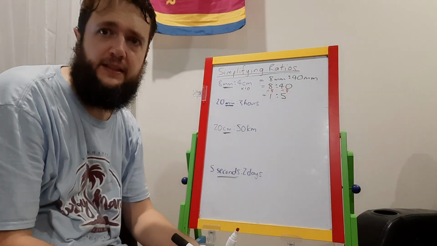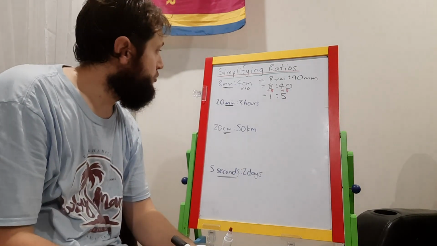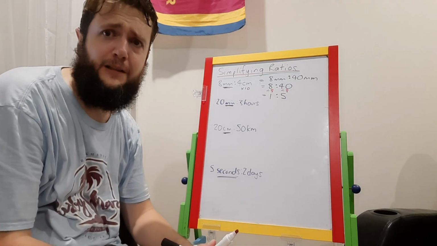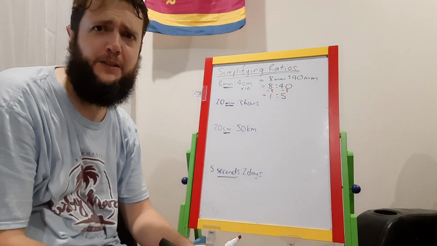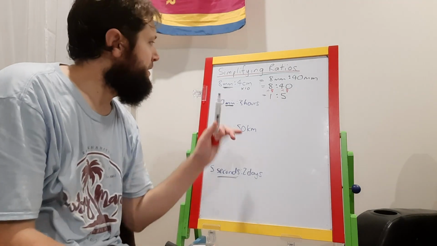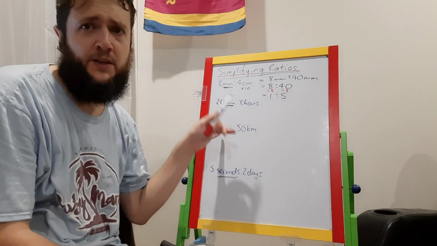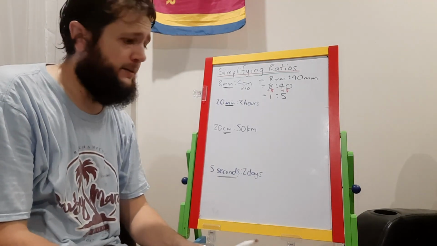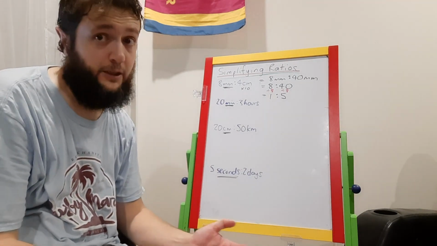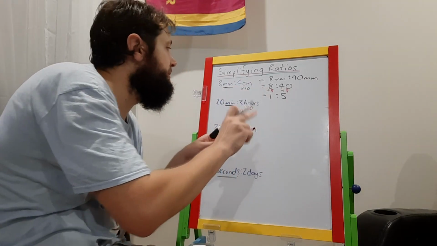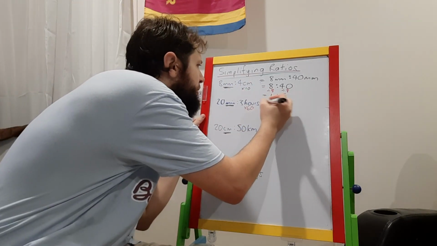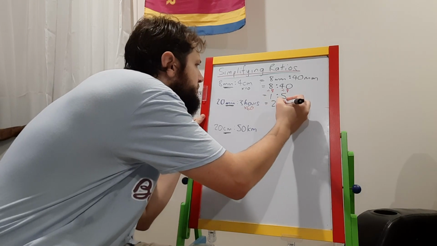Now we're going to do the same with some trickier ones. 20 minutes to 3 hours. I wonder what that is. I have no idea. But anyway, we need the same units. One's in minutes, one's in hours. How many minutes are in an hour? Hopefully you know that's 60. So to convert that into minutes, I'm going to multiply by 60. And we're going to get 20 to 180.